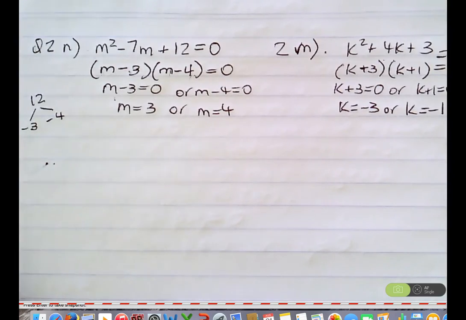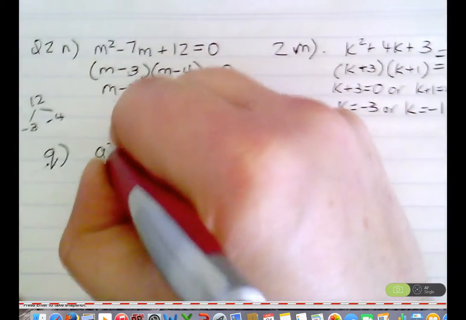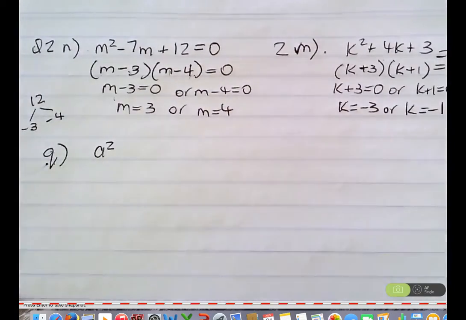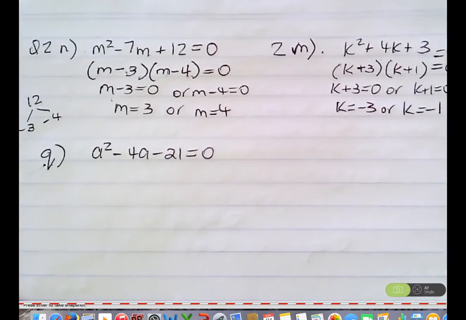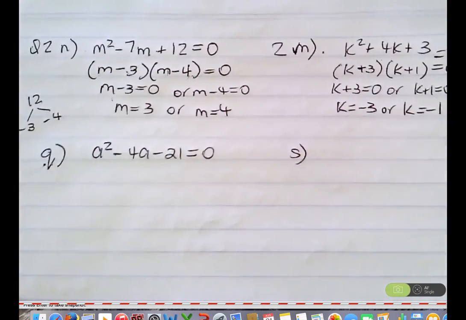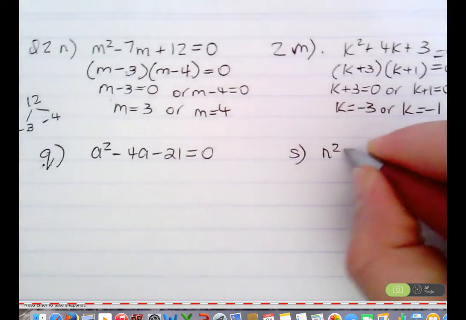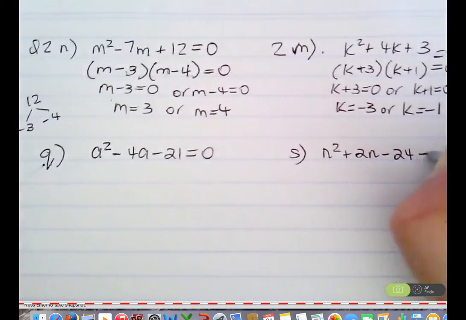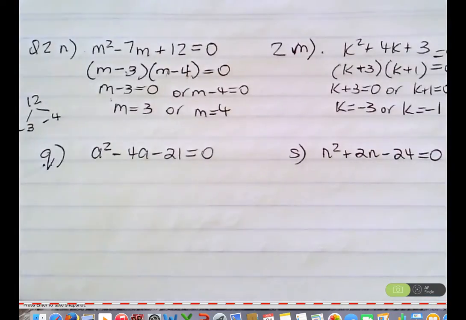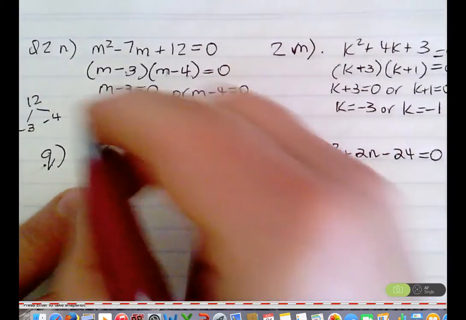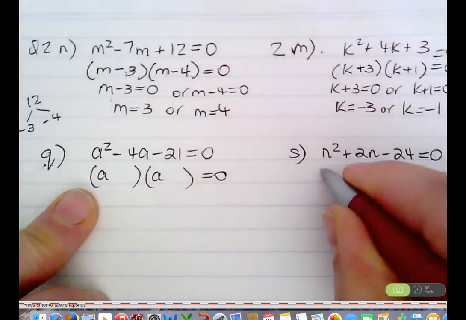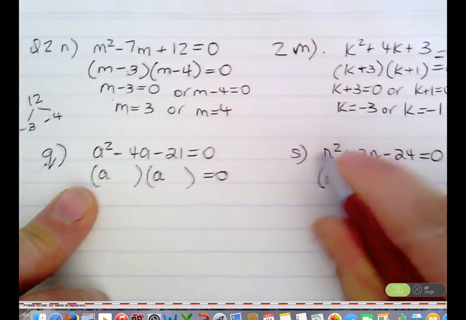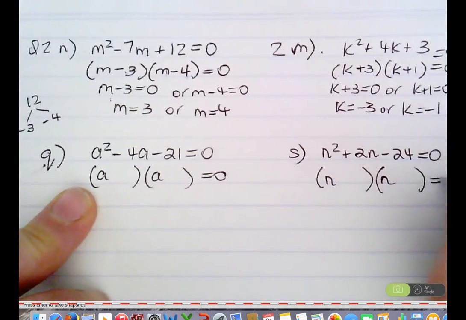Next question. I'm doing Q, but when it gets to big numbers. a squared, we're just doing easy types first. Minus 4a minus 21. n squared plus 2n minus... Ladies, with this type, we've just got a squared, n squared. I would just do my two brackets. They've both got to be a's. If it's not a 2n or anything like that, these have to go like that.